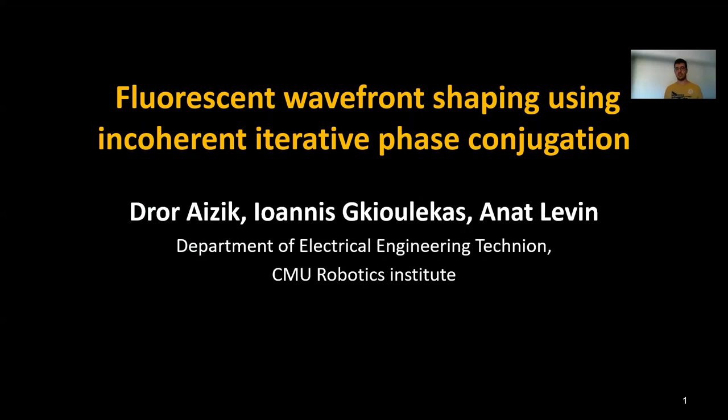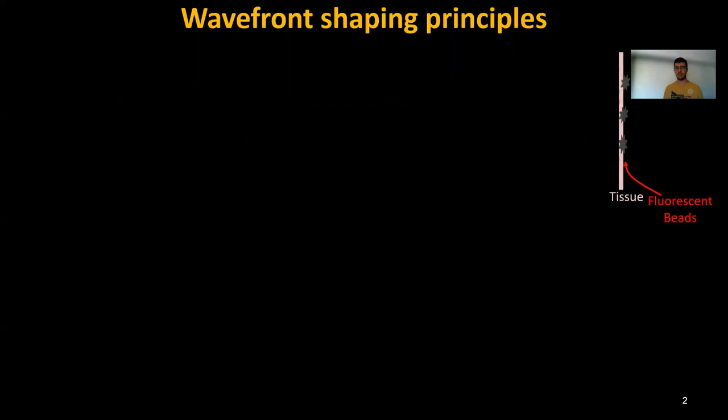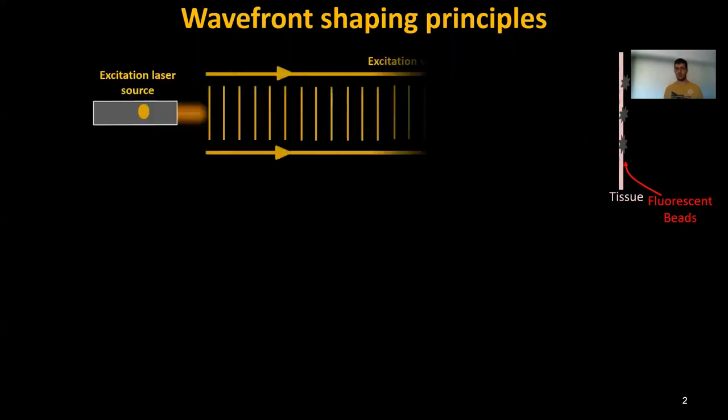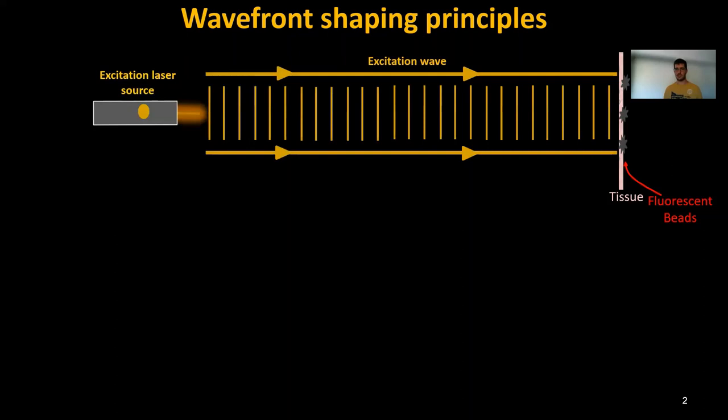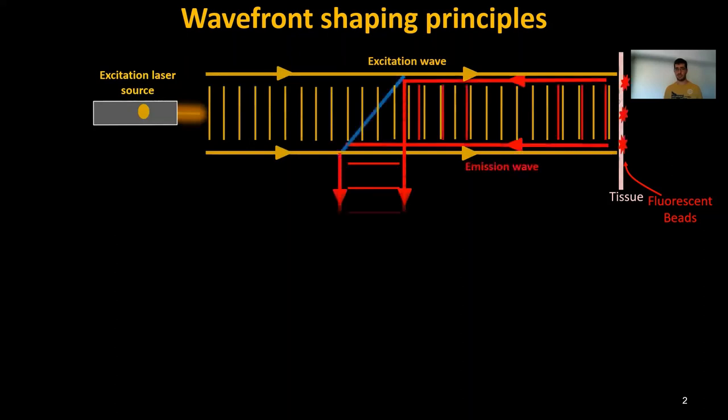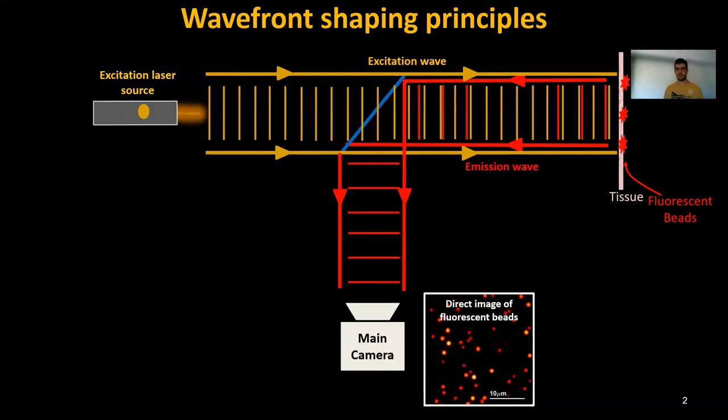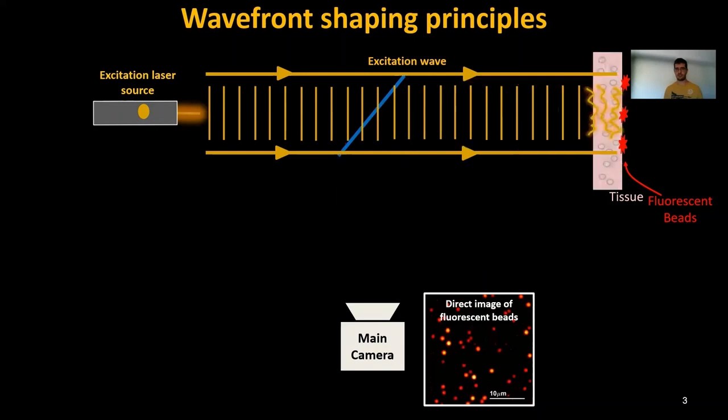My name is Dror Aizik, and I will tell you today about a novel and fast approach for wavefront shaping. In this work, we want to see fluorescent cell components inside the tissue. When we illuminate the tissue, such fluorescent components are excited and emit light at a different wavelength. This new color allows us to distinguish them from the rest of the tissue.